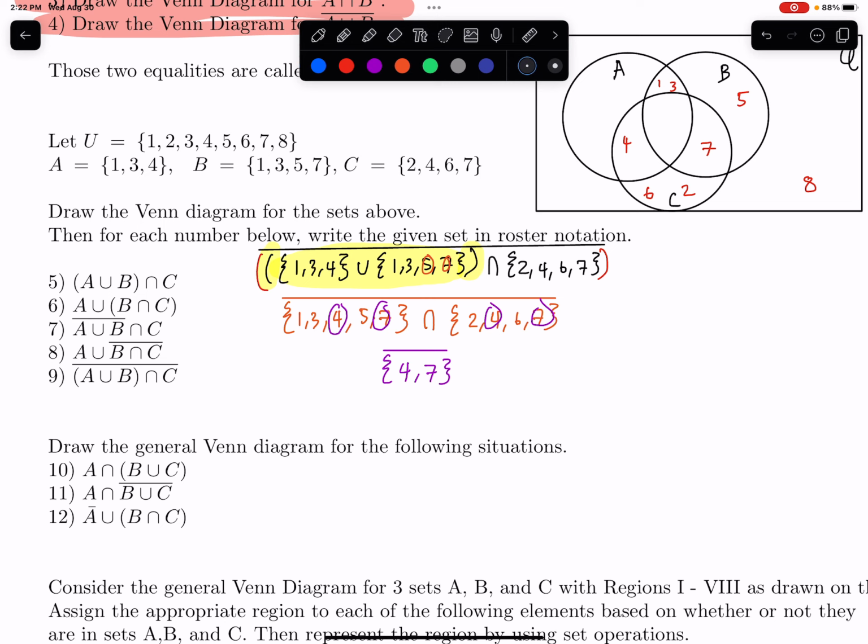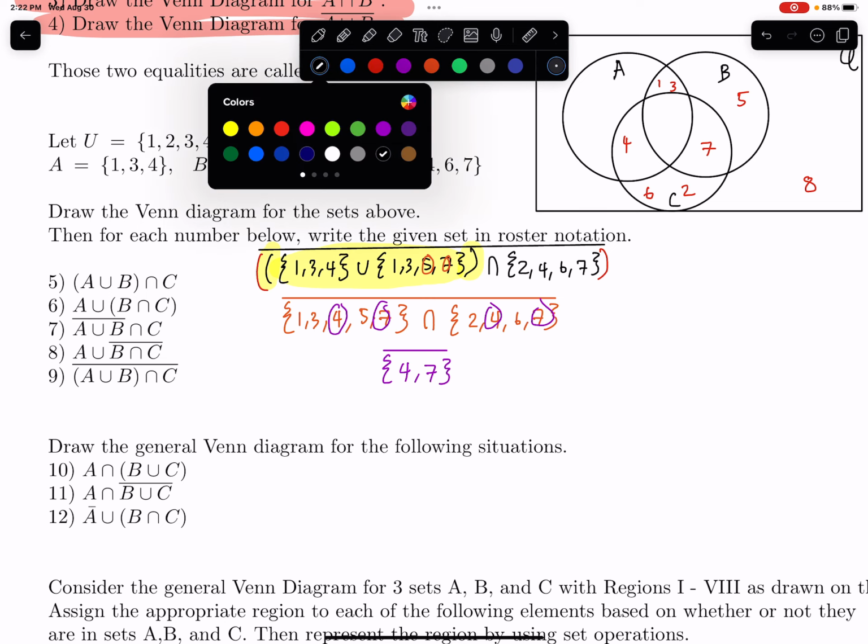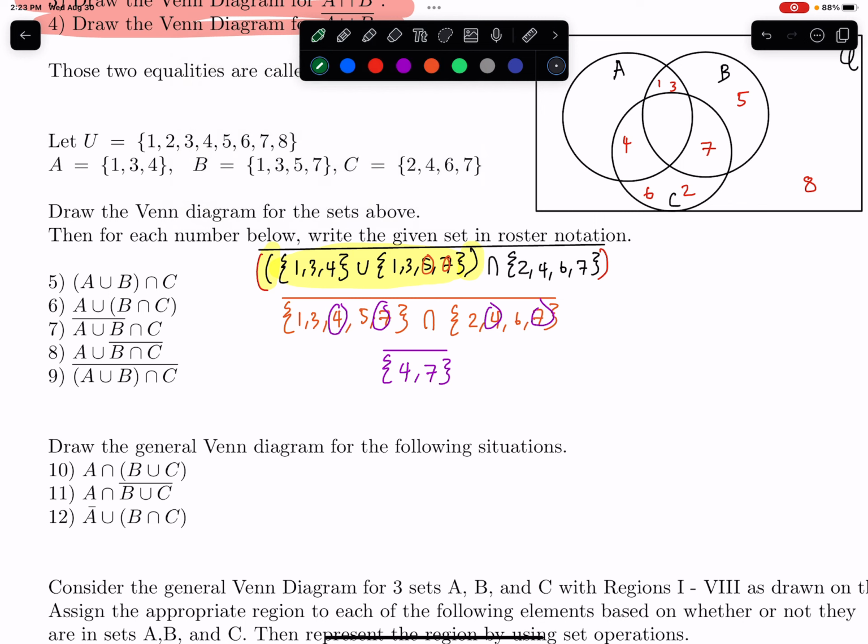Let's finish in green. Dark green. Final step is to actually apply this complement now. Complement means everything except for 4 and 7 in our universe. Universe being 1 through 8 in this particular case. So I got 1, 3, not 4. I get 5, I get 6, not 7. I get 8. And then this is your final result right there.